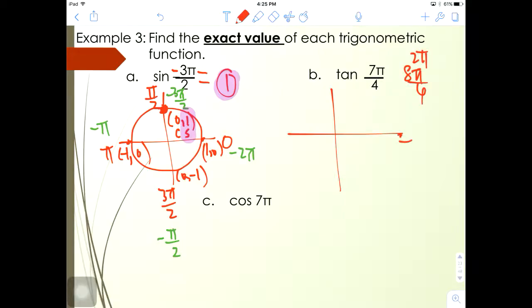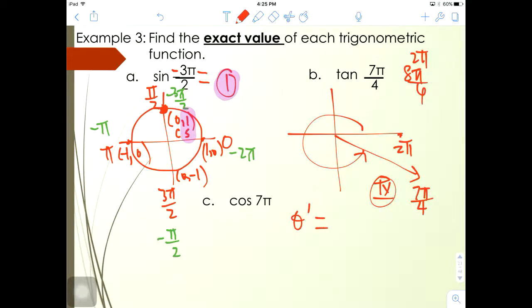So it's almost at 2 pi. So 7 pi over 4, I would say probably over there. 7 pi over 4, and it goes from there to there, and it's in quadrant 4. So therefore, for tangent, we're going to find a reference angle first. The reference angle is closer, so here's a reference angle, right?